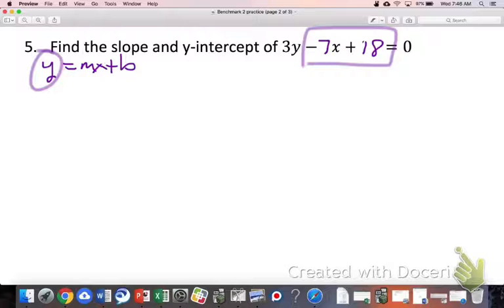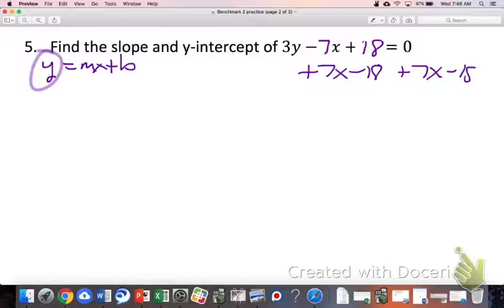So the way that I'd get that 18 over to the other side would be subtraction. The way that I'd get the negative 7x over to the other side would be addition. So my first step, I'd probably just do those two things in one step. I'd say plus 7x to both sides, and I'd subtract 18 from both sides. Does that make sense? You could do it in two steps, or you could just do it in one. I'm going to do it in one step.